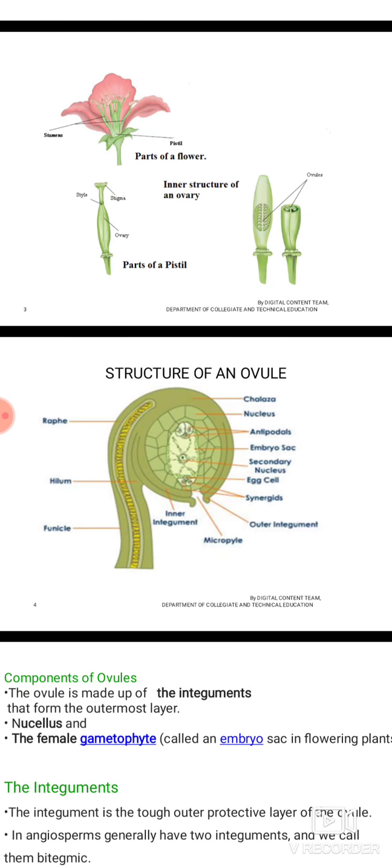Coming to the different parts of an ovule. An ovule is made up of, in case of angiosperms, integuments. Usually you come across two integuments, that is the outer and the inner integument. Next to the integument is the nucellus, and in the nucellus the female gametophyte is present.